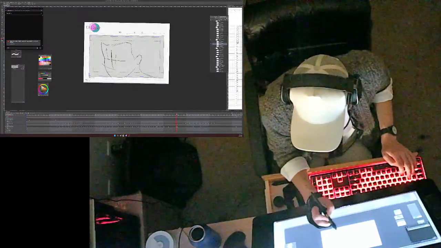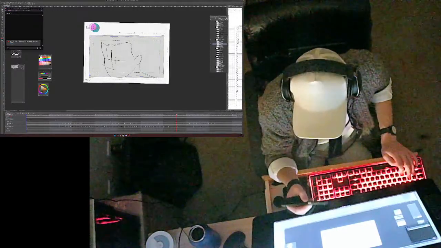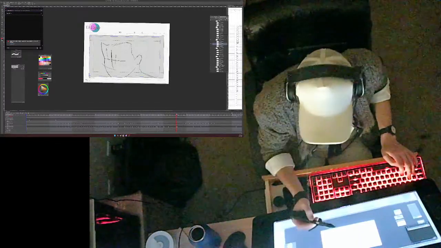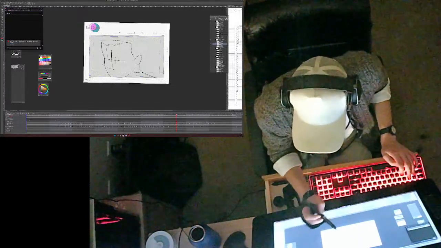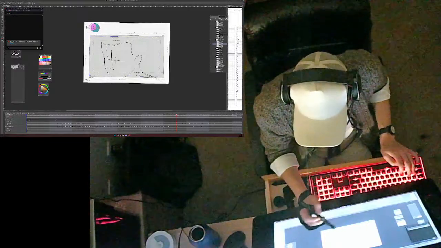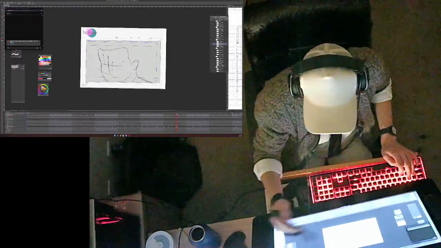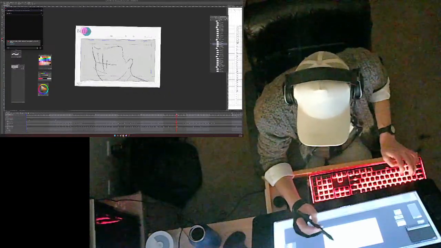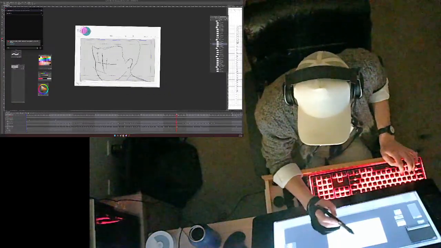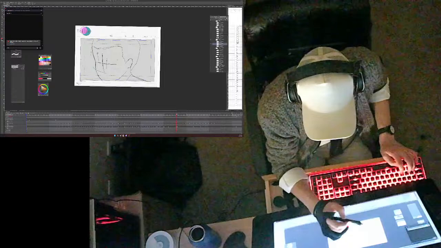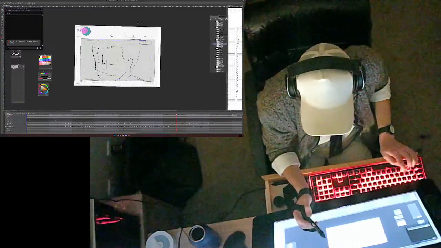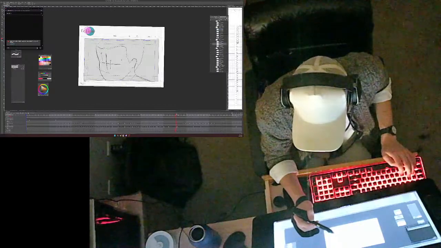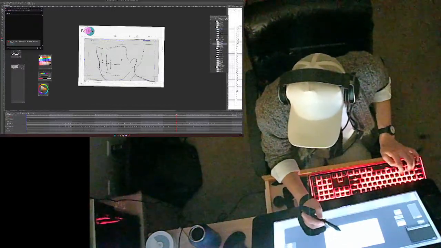So I'm just holding my pencil really high up, like this, probably halfway up. It gives me a nice loose grip, and I can just dash quick and easy strokes that are very loose and gestural.